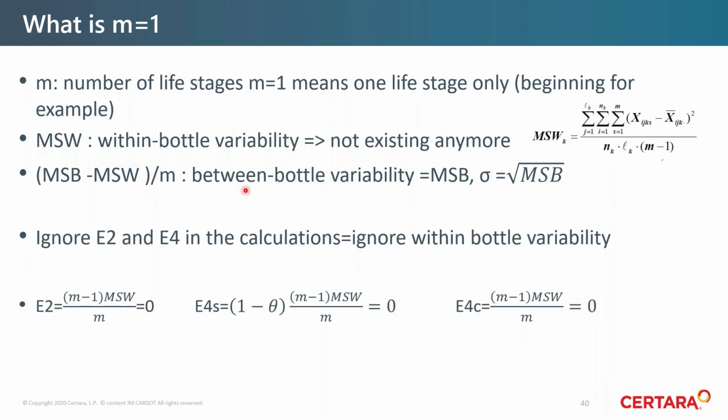So to go a little bit in detail, when m equals 1, that means the term which is here is going to be equal to 0. And if this term is going to be equal to 0, that means E2 is going to be equal to 0. That means you do not have any intra-bottle or intra-vial within bottle variability, nothing more.